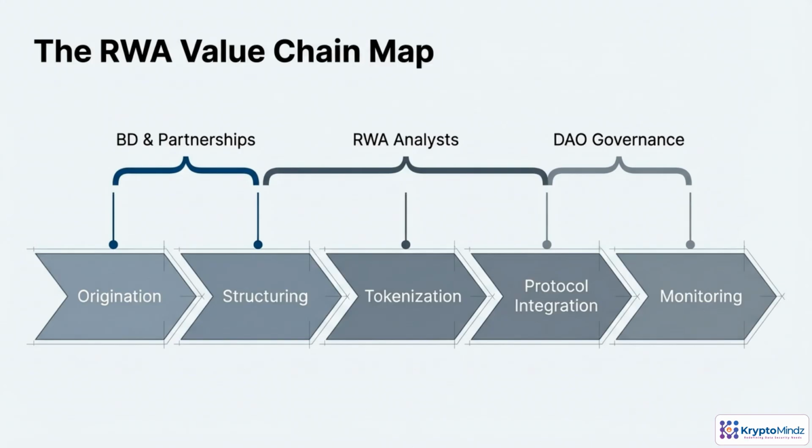Think of the RWA value chain as a pipeline that turns a messy, real-world deal into a clean, on-chain position you can farm. It starts with origination and structuring, finding assets, negotiating terms, and wrapping them in a legal vehicle. Next comes tokenization and protocol integration, encoding rights in smart contracts, then plugging those tokens into DeFi. Finally, ongoing monitoring tracks performance and risk over time. Business development, analysts, and DAO governance each own different stretches of this pipeline.